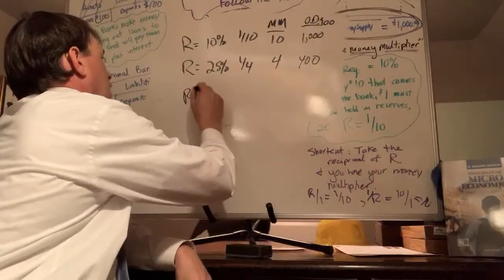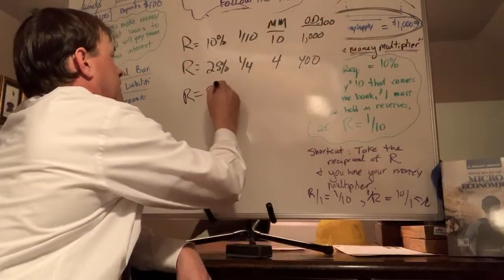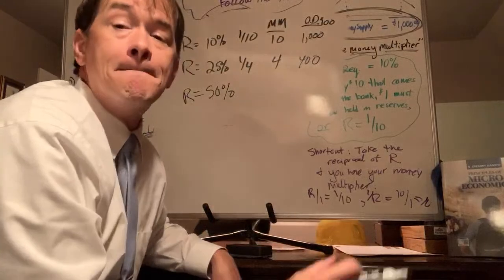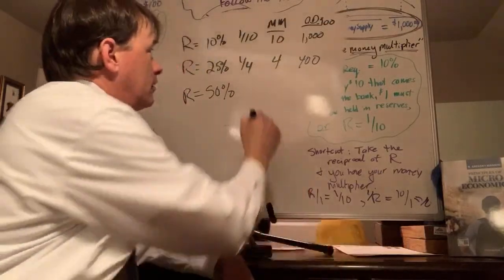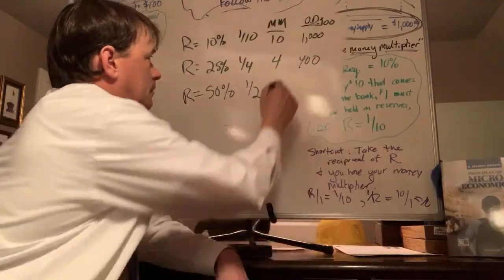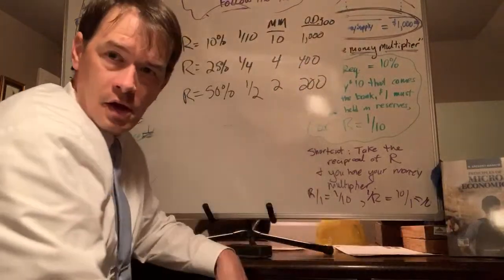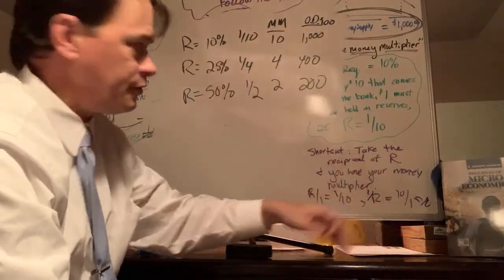Let's say a reserve requirement of 50%. So if you bring $100 in, the bank must hold back 50% of it. So $50. Well, guess what? That's 1 out of 2. Okay, money multiplier is 2, $200. Much smaller, you know, so it's the same rock going in the pond, but much smaller ripples.